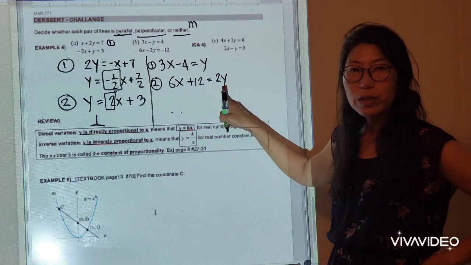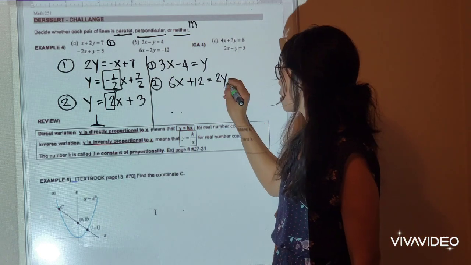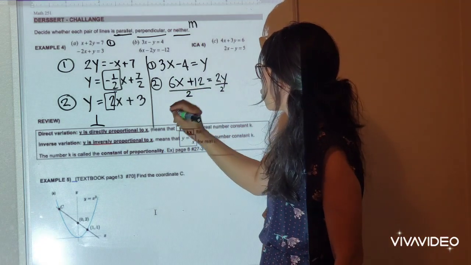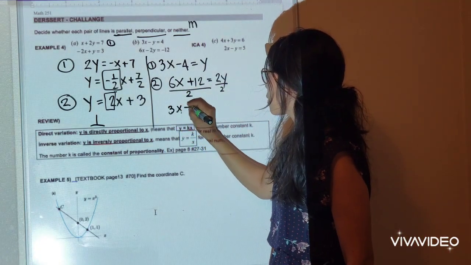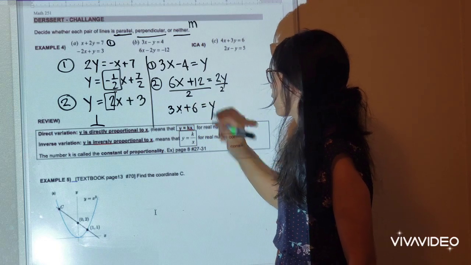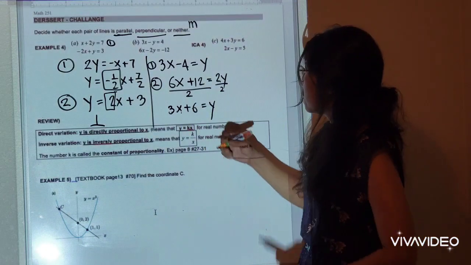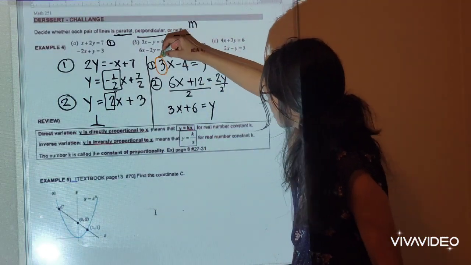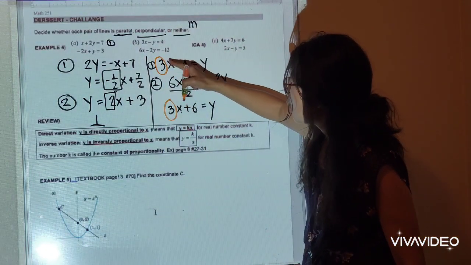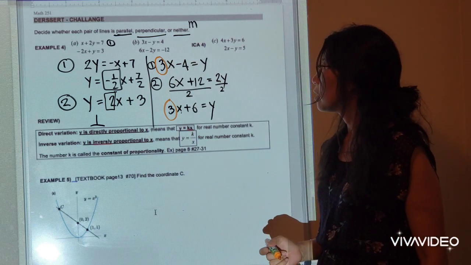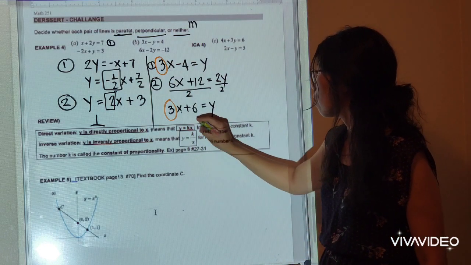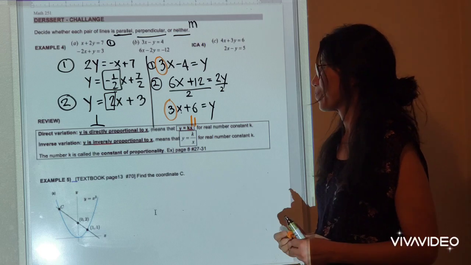Then I need to rewrite it as mx plus b, so let's divide by 2. That will be 3x plus 6 is equal to y. So if you want to find the slope, the first one has a slope of 3, the second one has a slope of 3, both have a slope of 3. This will be the case of parallel.